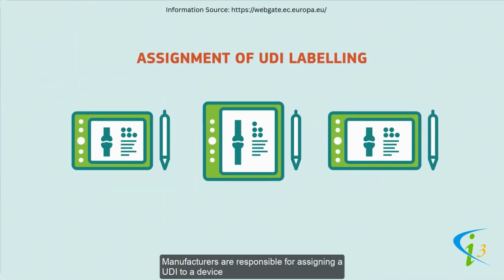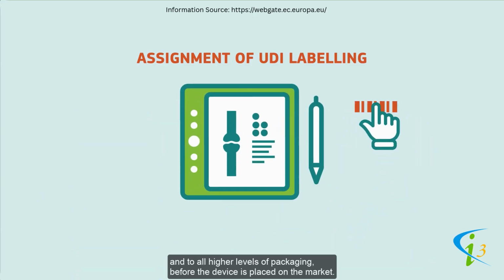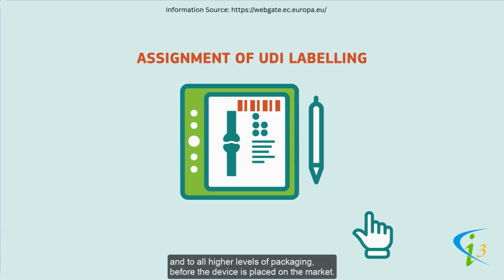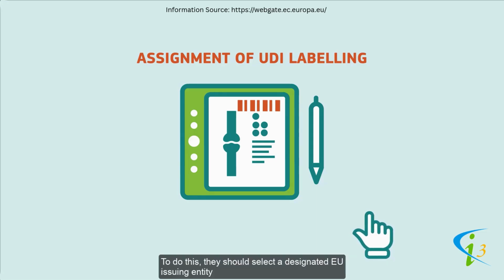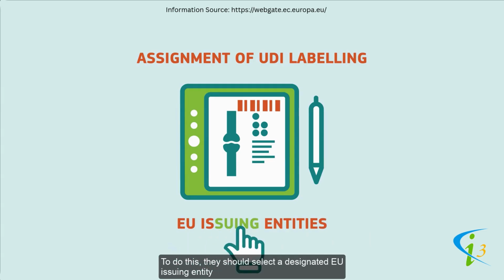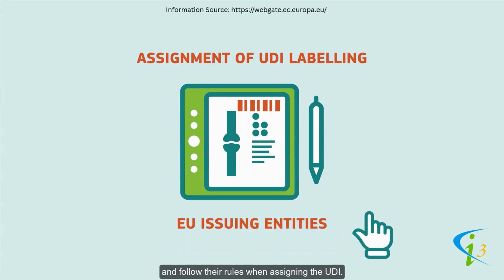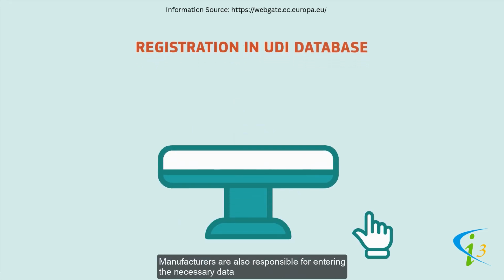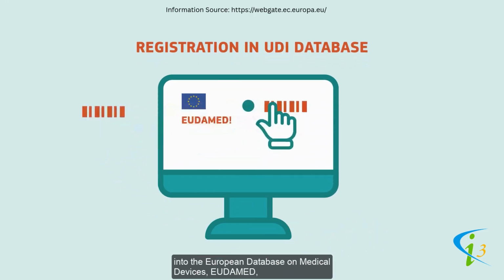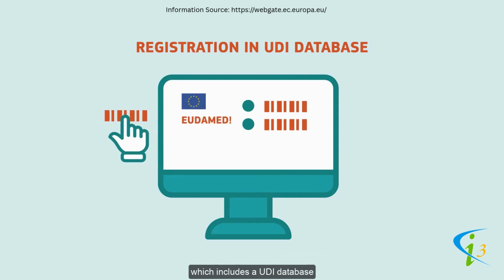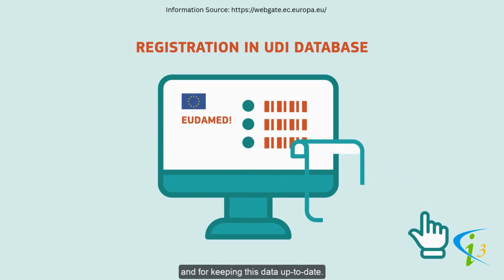Manufacturers are responsible for assigning a UDI to a device and to all higher levels of packaging before the device is placed on the market, and for placing the UDI on the device label. To do this, they should select a designated EU issuing entity and follow their rules when assigning the UDI. Manufacturers are also responsible for entering the necessary data into the European Database on Medical Devices, EUDAMED, which includes a UDI database, and for keeping this data up to date.